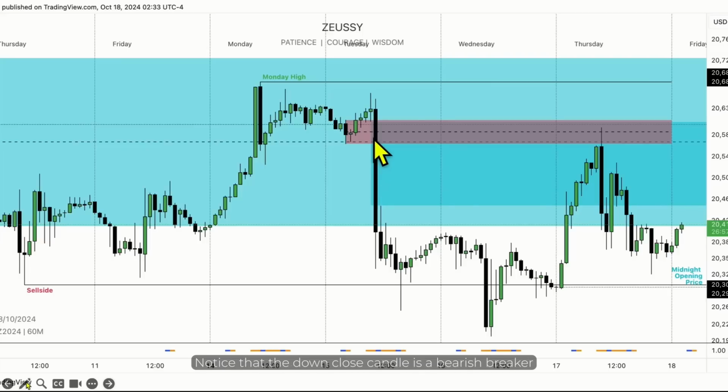Notice that the down close candle is a bearish breaker, where we formed a high, low, higher high, lower low. Therefore, we can anticipate that this down close candle is going to function as resistance when price gets repriced into it. Now, align it with time, and you begin to understand why I was so confident that we would likely form the high of day in this area.